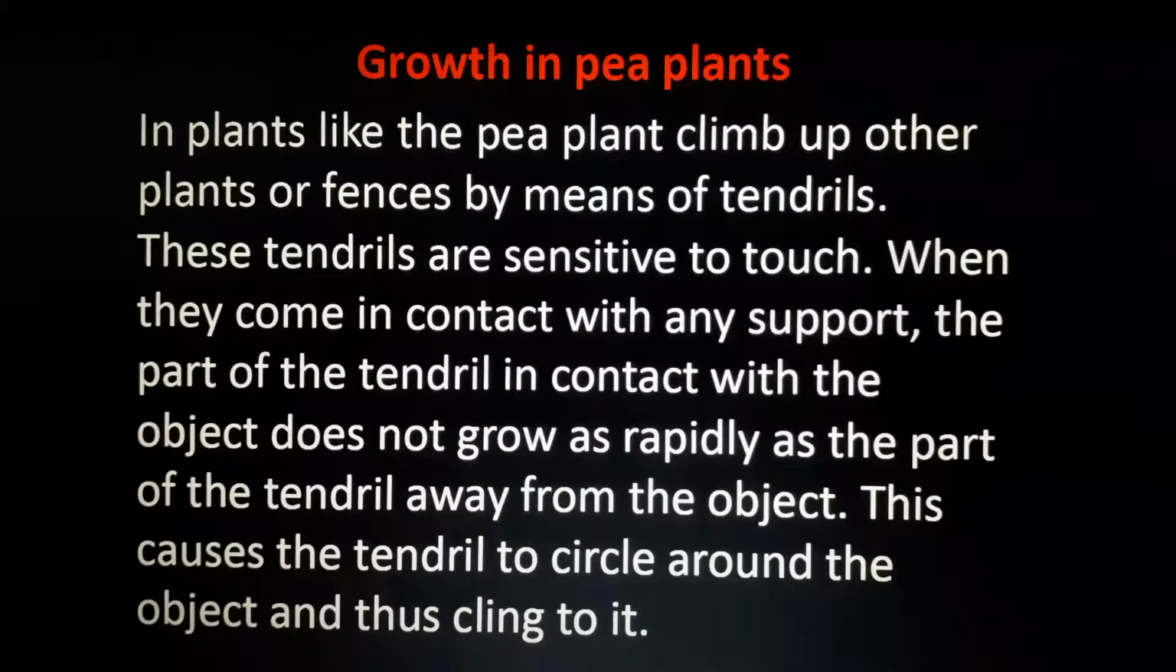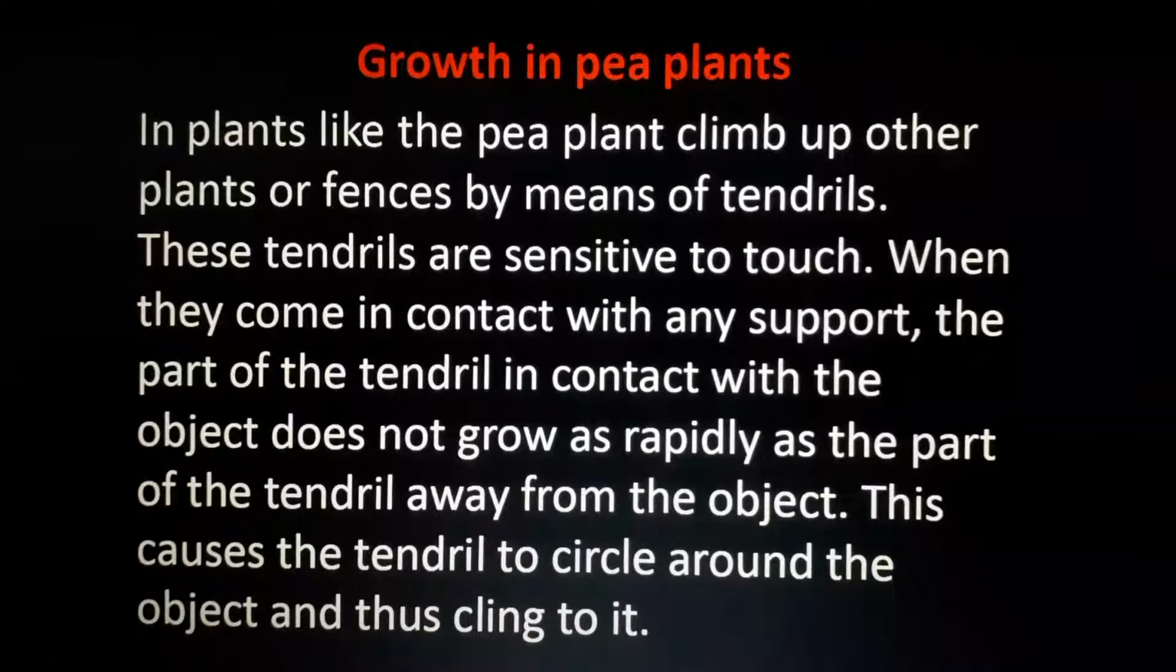Another example is growth in pea plant. Pea plants are mostly very less in our areas, but lots of other rope plants, like those with tendrils, you have seen bitter gourd, pumpkin and all. Their stem is not that much strong. They are like ropes. It will grow like a rope. So most of them are called rope plants and all. They have tendrils in them.